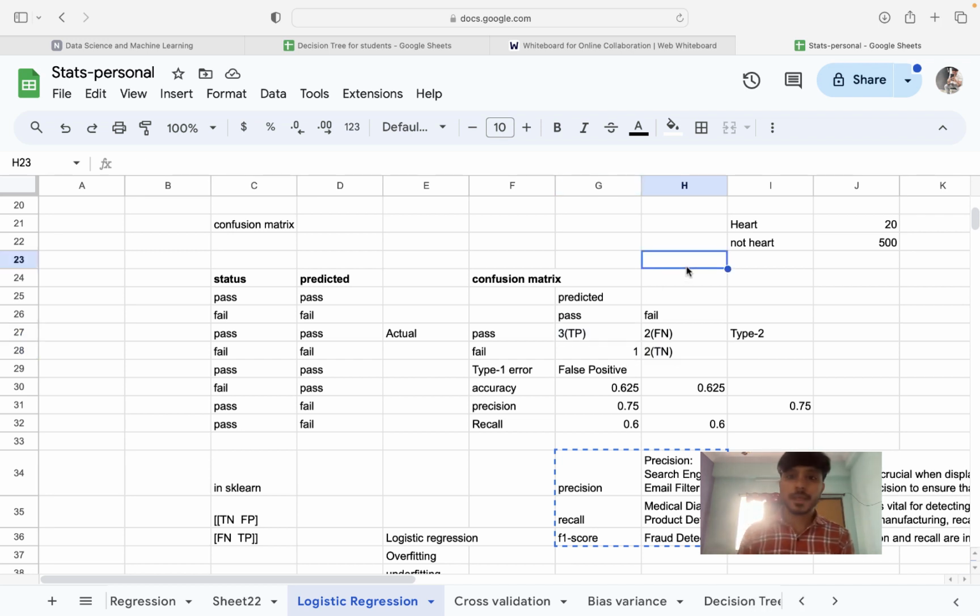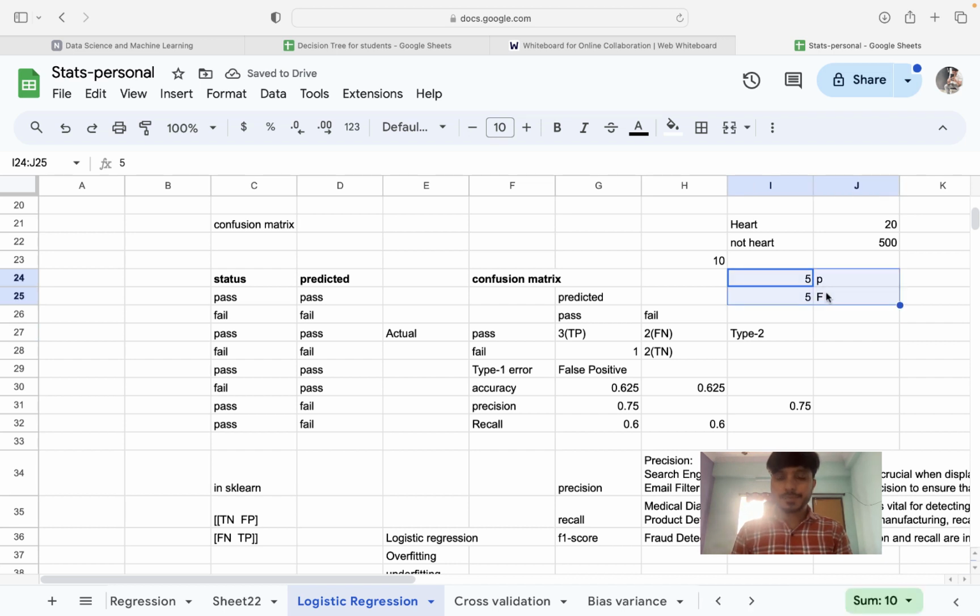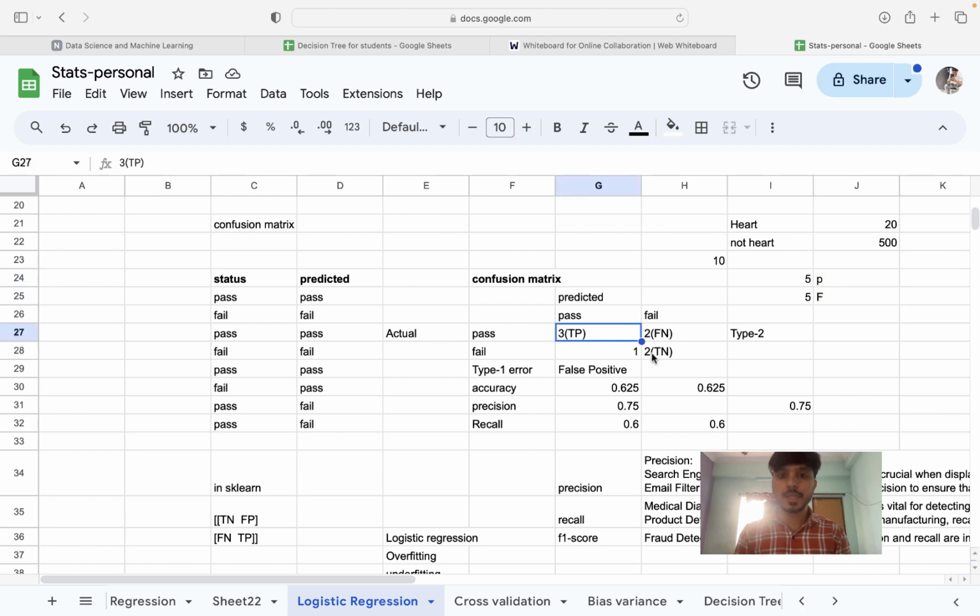So let's say you have 10, I'll write it here, 5 pass students and 5 fail students. Okay, so out of all these 10, how many of them my model correctly classified? So how many of them my model classified as pass and fail as fail? So those values are these. So errors made by the model are these things.